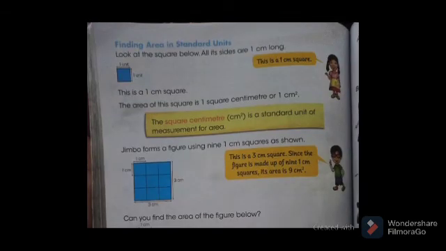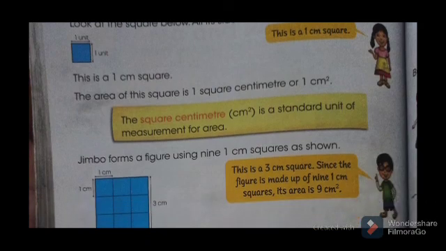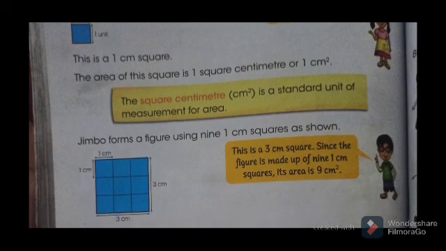On page number 176, we will learn to find area in standard units. You can see the square given below. All its sides are 1 centimeter long. This is a 1 centimeter square. The area of this square is 1 square centimeter or 1 cm square. The square centimeter is a standard unit of measurement for area. You have to learn these units. The first one is centimeter square.